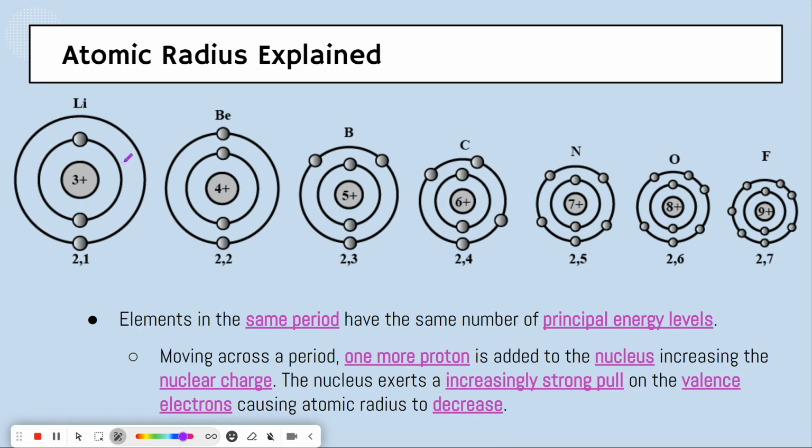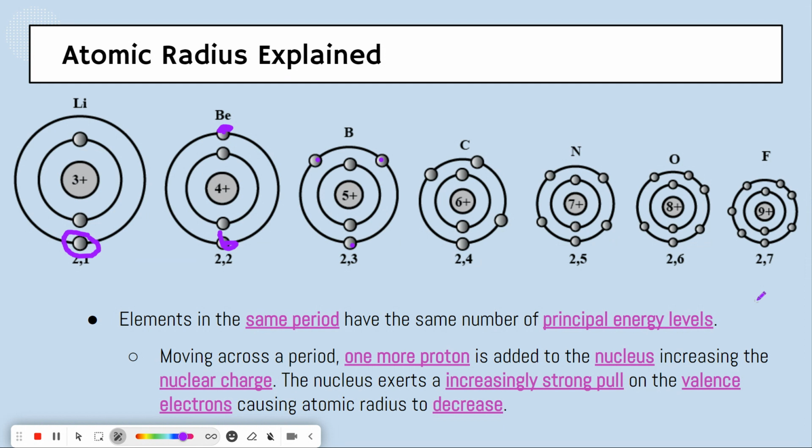Well, if we look at elements in period 2, so lithium, beryllium, boron, carbon, nitrogen, oxygen, and fluorine, what we see is the number of valence electrons does not stay the same. Lithium has 1 valence electron, beryllium has 2, boron has 3, carbon has 4, all the way until we get over here to fluorine, which has 7 valence electrons. So why does that make the atom bigger? We're adding 1 electron, but we're also adding 1 proton. So we would think it would make the atom bigger. It doesn't make the atom bigger.